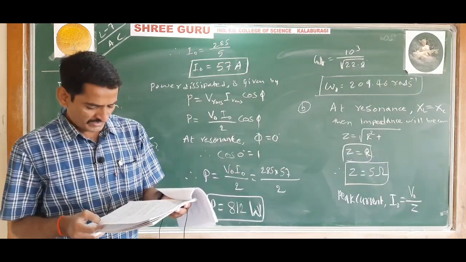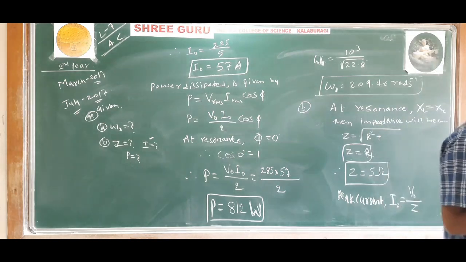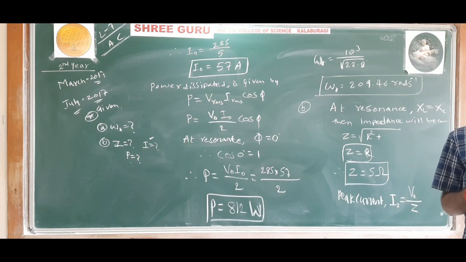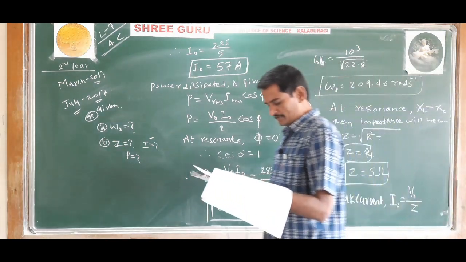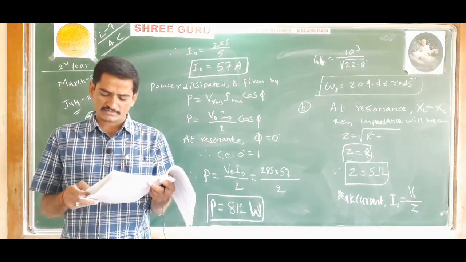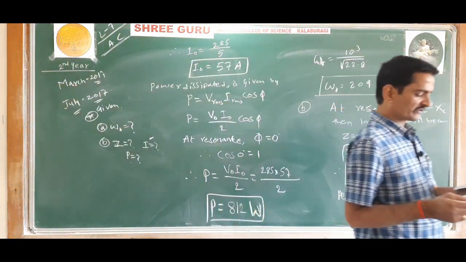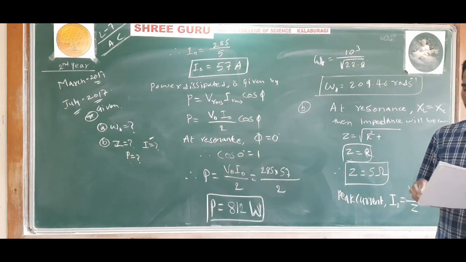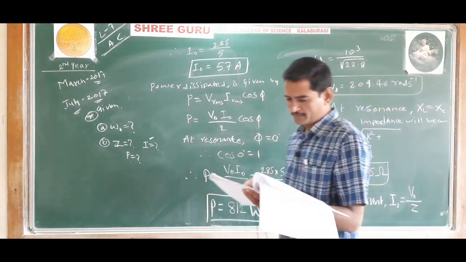I will read. Derive an expression for resonant frequency of series circuit containing inductor, capacitor and resistor. This is asked for 3 marks. And then one more numerical, 3 marks question. Numerical we have already solved. Check it out.